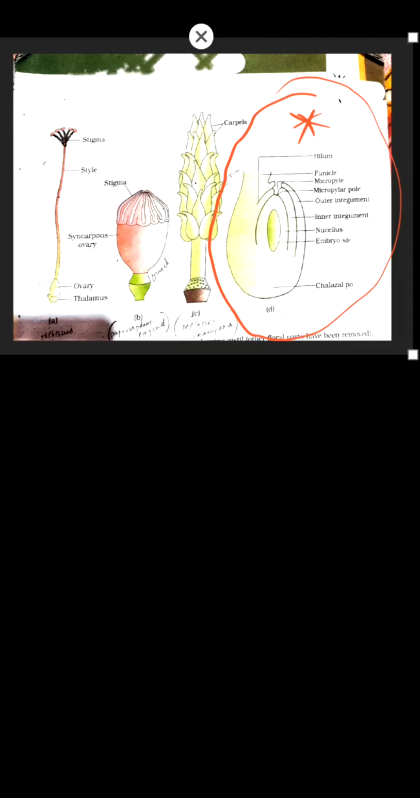What is this? You already know, it's the gynoecium. That is the stigma, where the pollen grains come and attach. Then the style, which is the path of the pollen grain where it will travel towards the ovary, and then we have the ovary and the thalamus. I hope you understand.